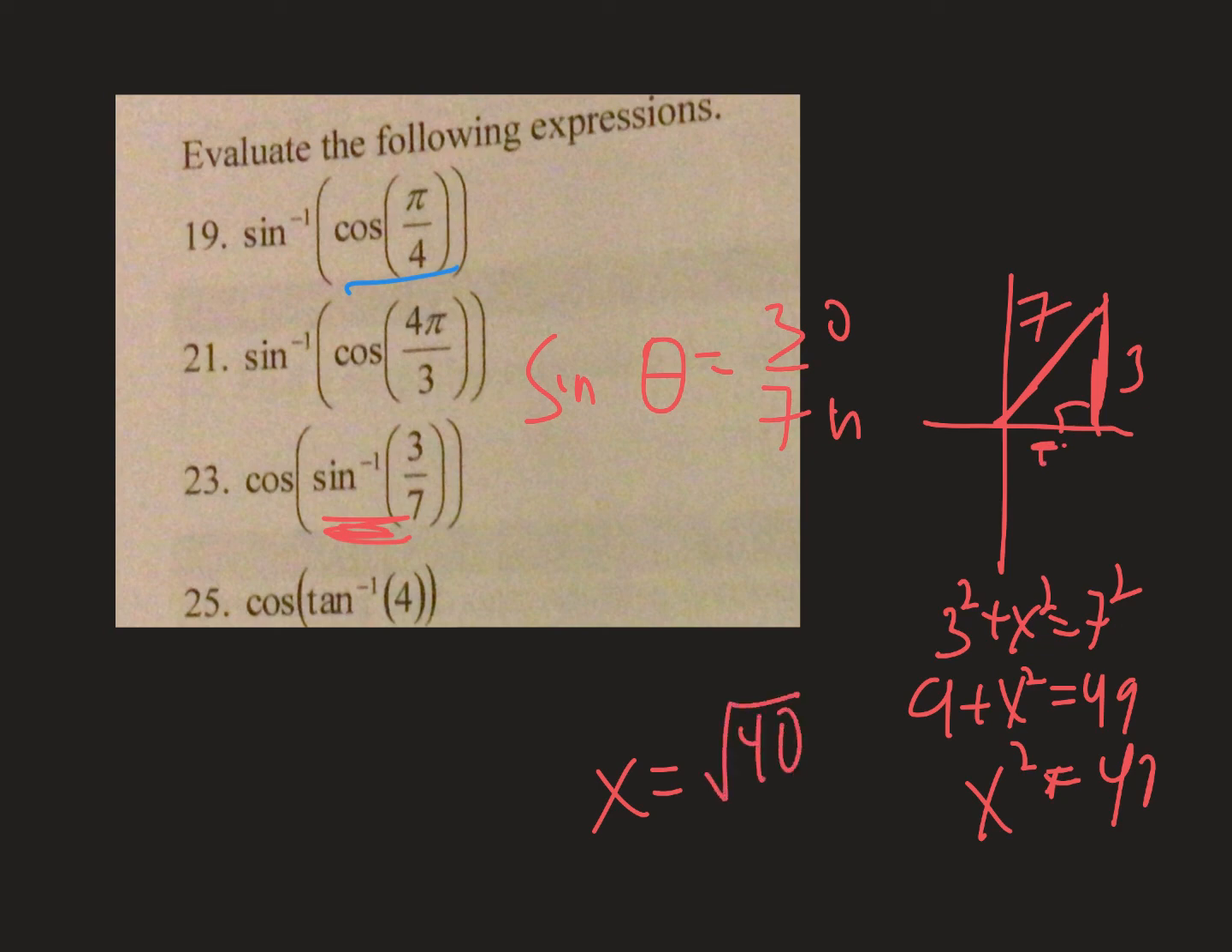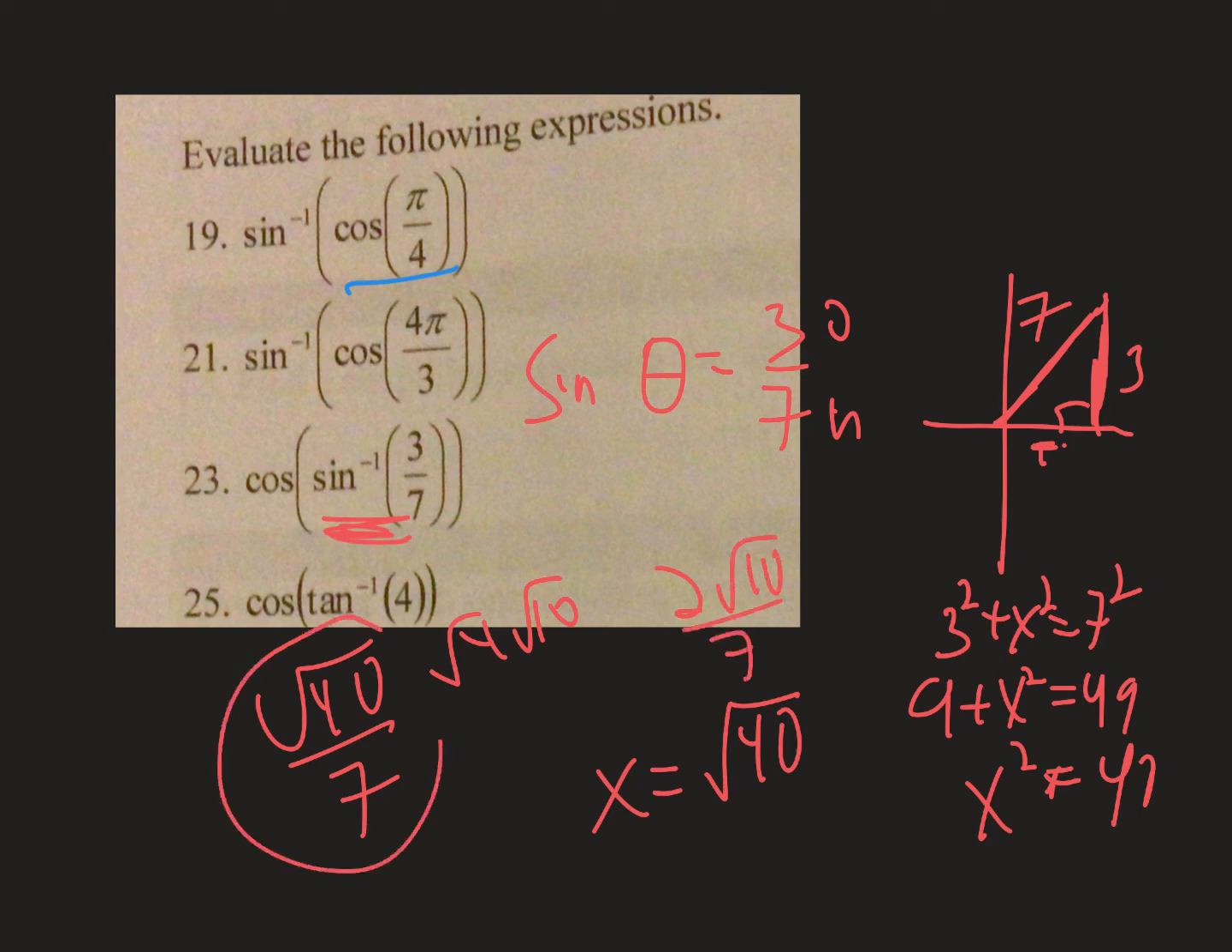So what's the cosine of this angle? The square root of 40 over 7. And yes, we could do a little bit more. We could think of the square root of 40 as the square root of 4 times the square root of 10, and that would give us 2 square roots of 10 over 7, but there's nothing wrong with the other answer either. Okay, so see how it's a little different? It's not quite the same as what we did before.